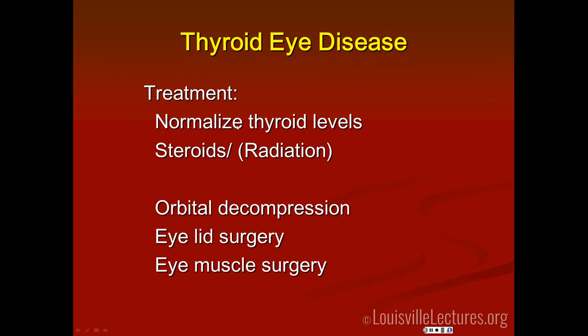Treatments normalize thyroid levels, and even if you do this, the symptoms can still get worse, because even people that are euthyroid can still get progression of their thyroid eye disease. You can do steroids and radiation.